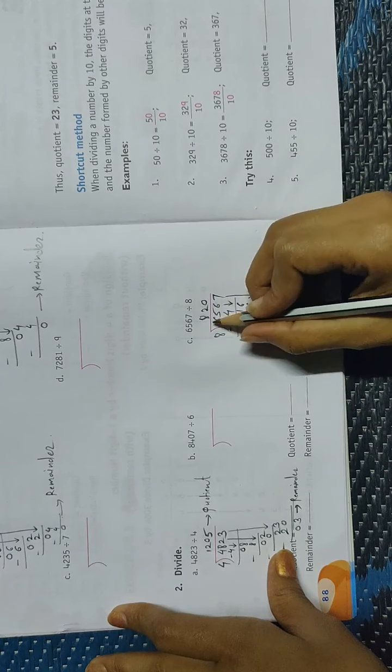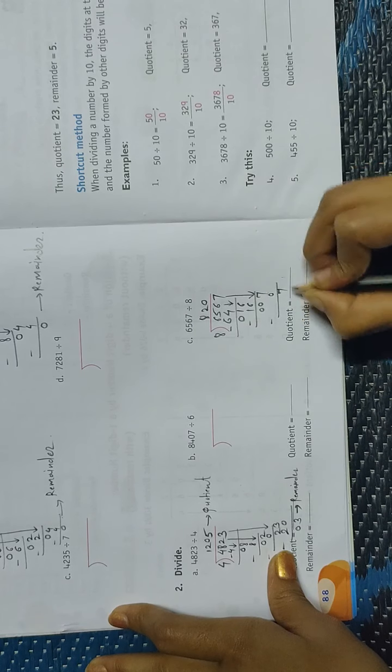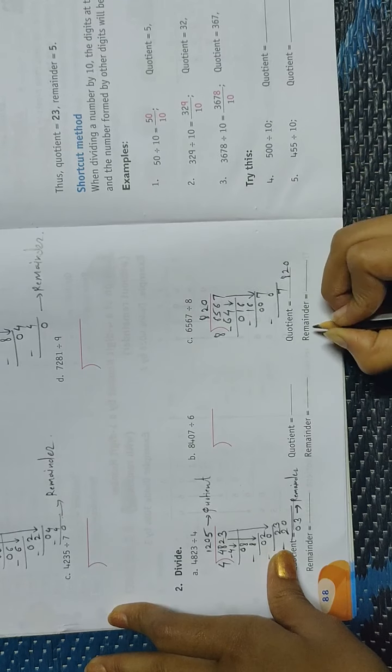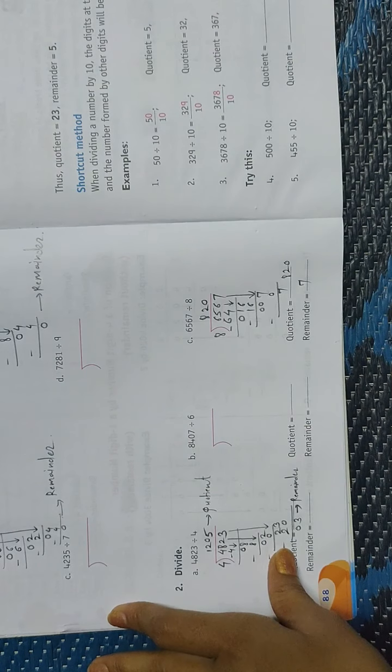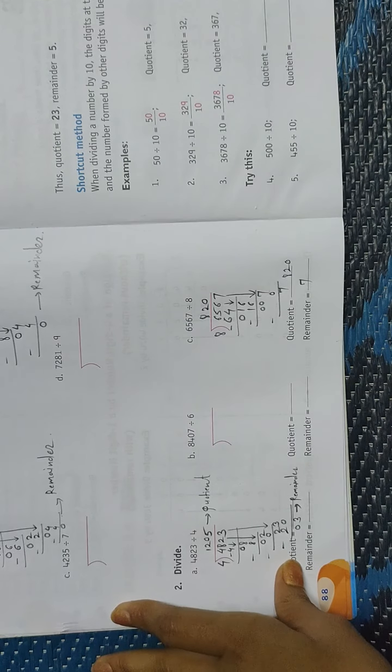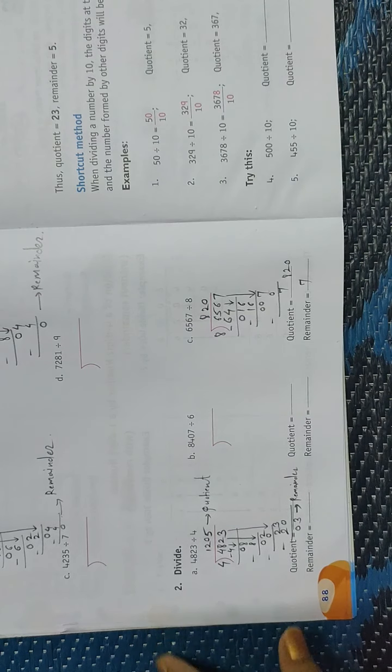So what is the quotient over here? 820 is our quotient. So we'll write the quotient at the quotient place and the remainder in the remainder place. So 7 is our remainder. So this is how you have to solve the sum. I hope you can try the remaining sums on your own.